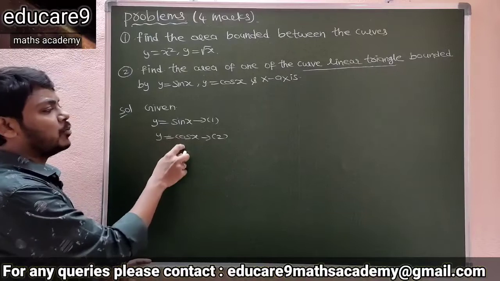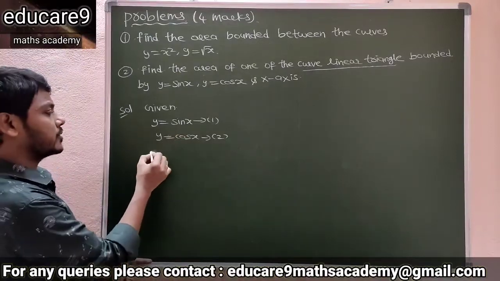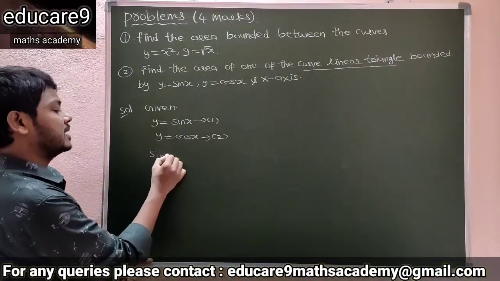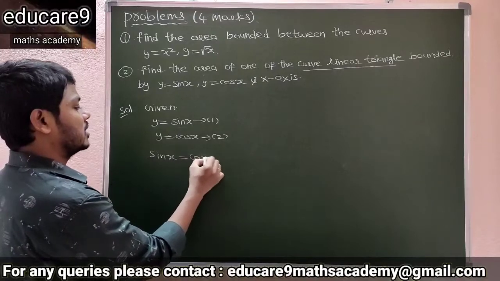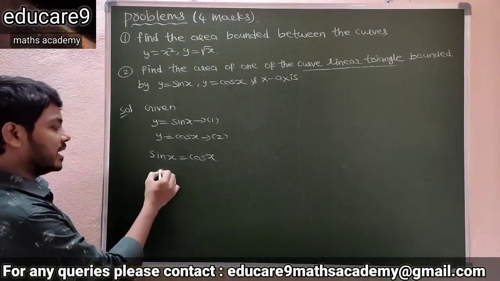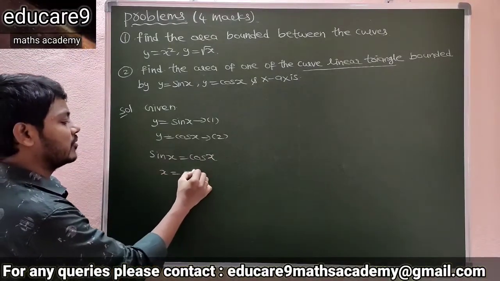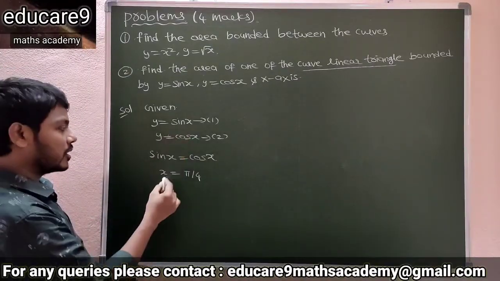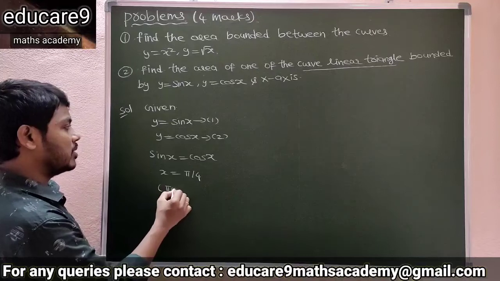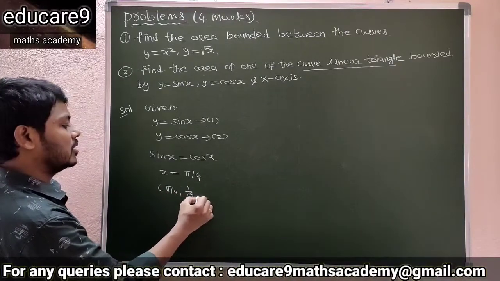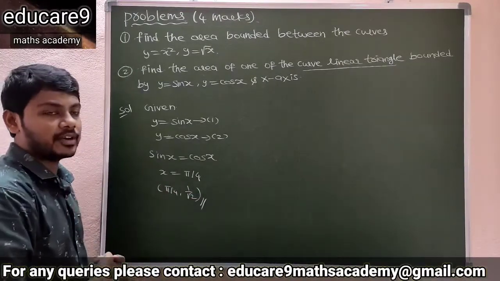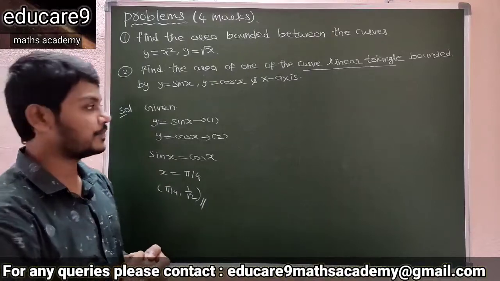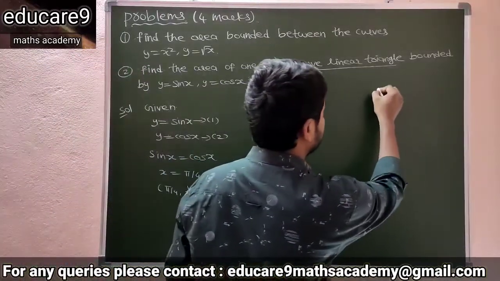Now here, find the point of intersection of the two curves. See here, sin x is equal to cos x. So clearly x is equal to pi by 4. If you substitute x is equal to pi by 4, then the value is (pi by 4, 1 by root 2). So this is the point of intersection of the two curves. Now draw the graph of the given curves.